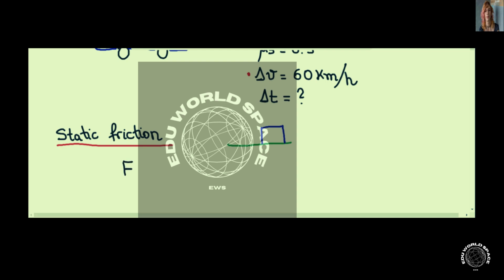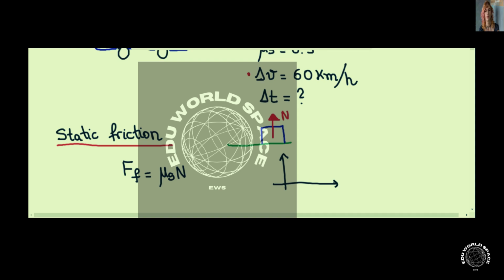Now, basically what we have is that the maximum value of static friction is equal to the coefficient of static friction times the normal. And the normal is the force that the surface exerts on the block. Okay? So what we have is that this force is not constant.